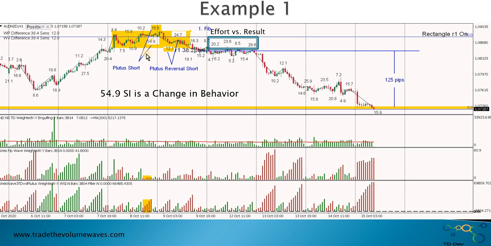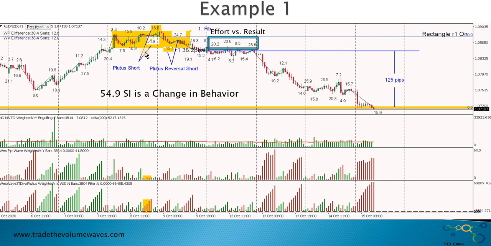Okay. At the same time, after this change in behavior, we have two patterns forming. Both of them are short. The Plutus short here, the 59 and the 16.6. Remember that the ratio of these two must be greater or equal to 2 in order to confirm, and they should not have broken a significant level. So we are ranging, and the range is 38.2 pips in this case.